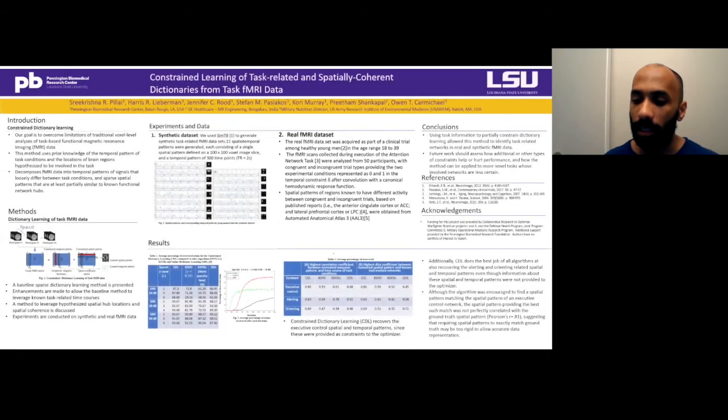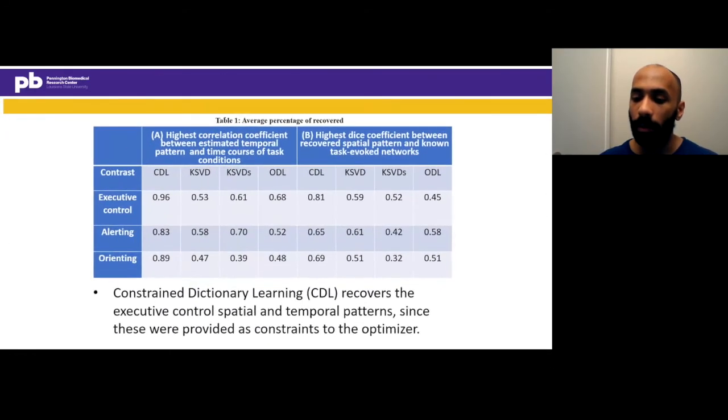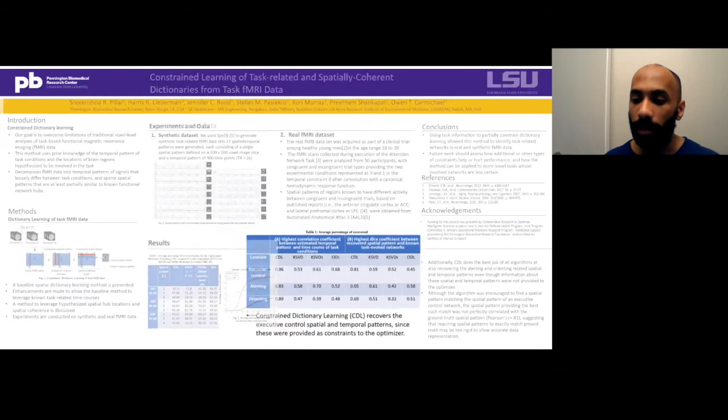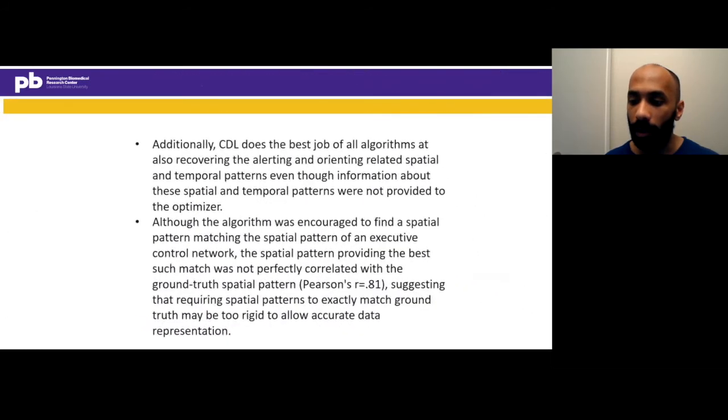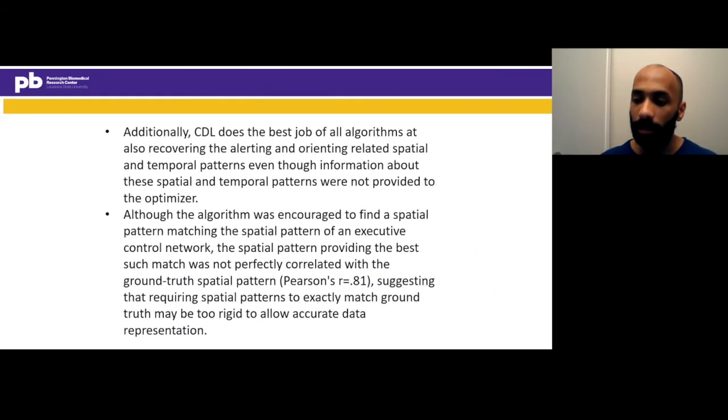And the constrained dictionary learning that we developed does the best job among all the algorithms that we tested in terms of recovering the alerting and orienting related spatial and temporal patterns, even though information about these spatial and temporal patterns was not provided to the optimizer. Using the information to partially constrain the dictionary learning allowed this method to identify task-related networks in real and synthetic MRI data. Our future work should assess how additional or other types of constraints help or hurt the performance and how the method can be applied to more novel tasks whose involved networks are less certain.